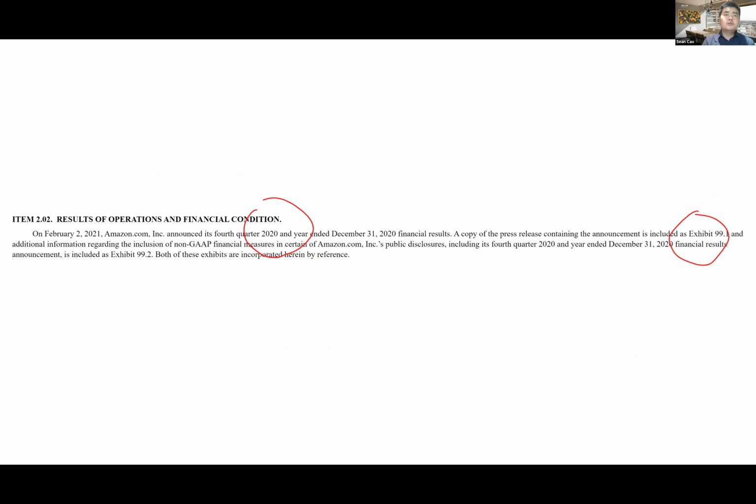So what is 2.02 about? 2.02 is about the firm's performance, and it's about the firm's earnings announcement. Some of you may ask me one question: can we get the performance from the quarterly report or annual report? Why do we need the performance information from the 8-K 2.02? I don't know if you guys have that curiosity.